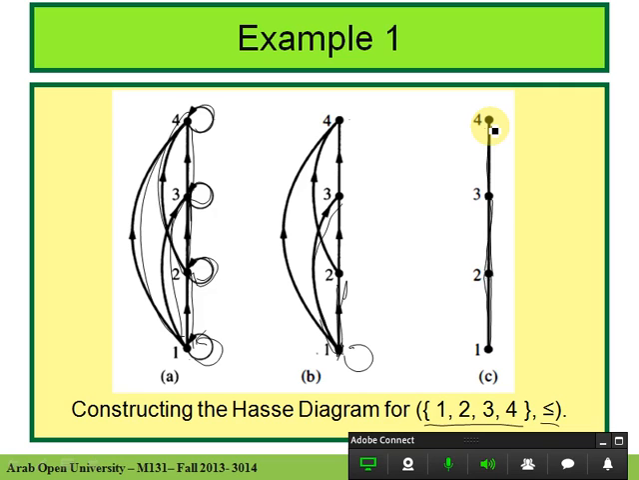Will be just the elements: 1, 2, 3, 4. Yeah, that's it. This is called a Hasse diagram, a Hasse diagram for the partially ordered set.